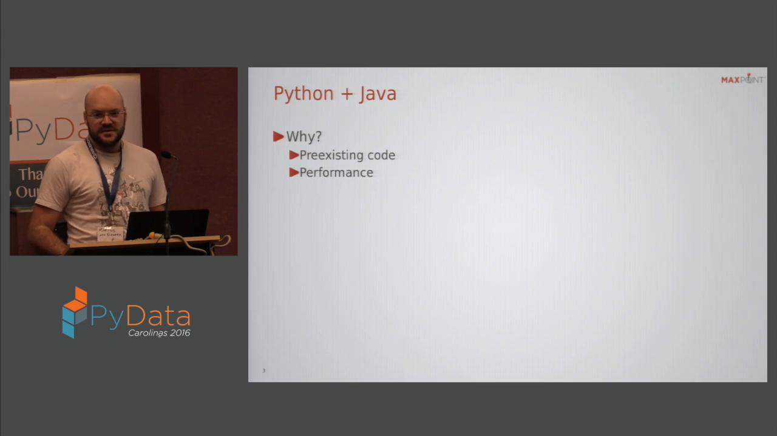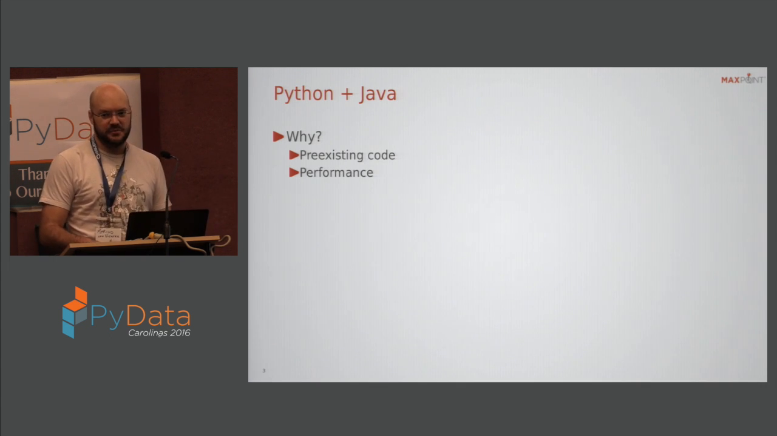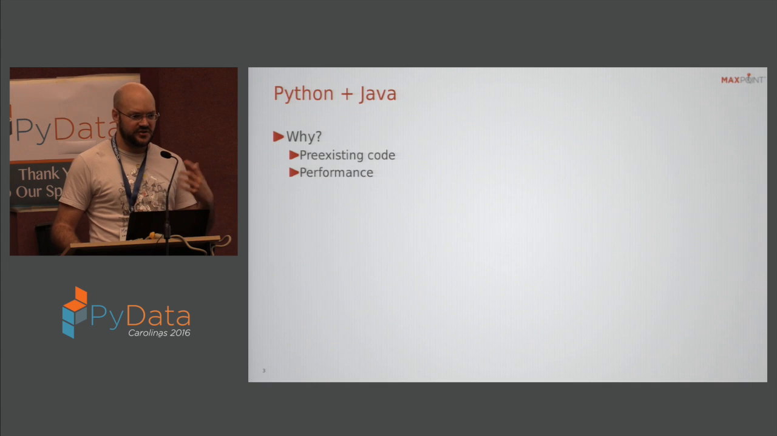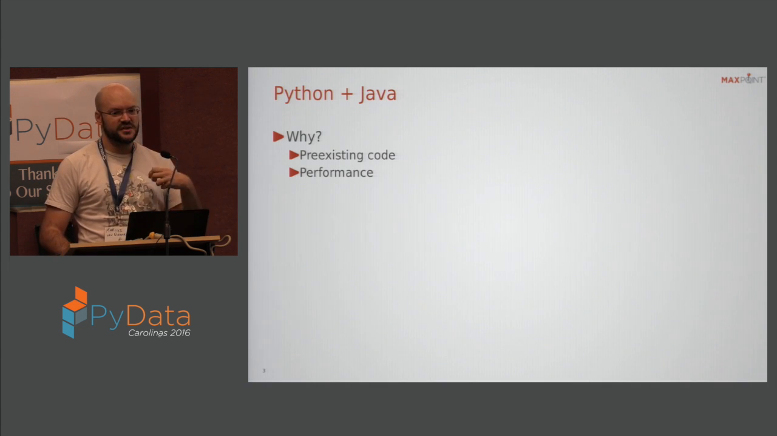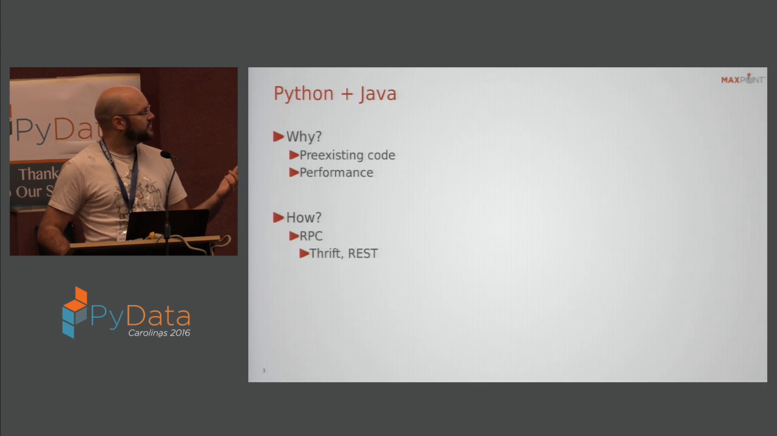And the JVM is relatively fast. It's not as good as C, but you can get some pretty decent performance from it. And there are some nice high-level languages that exist on top of the JVM that give you a lot of things. So how would you do this?